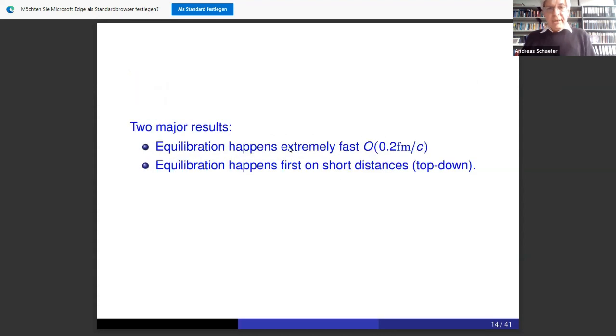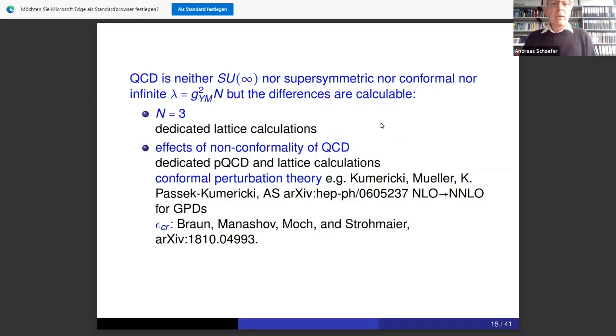So what we showed there is that this equilibration goes fast and that it's really top-down, meaning that small distances thermalize first. But still, as we were told in the last talk, QCD is not really a conformal field theory, and there are many differences. For example, N is not very large, it's just three.